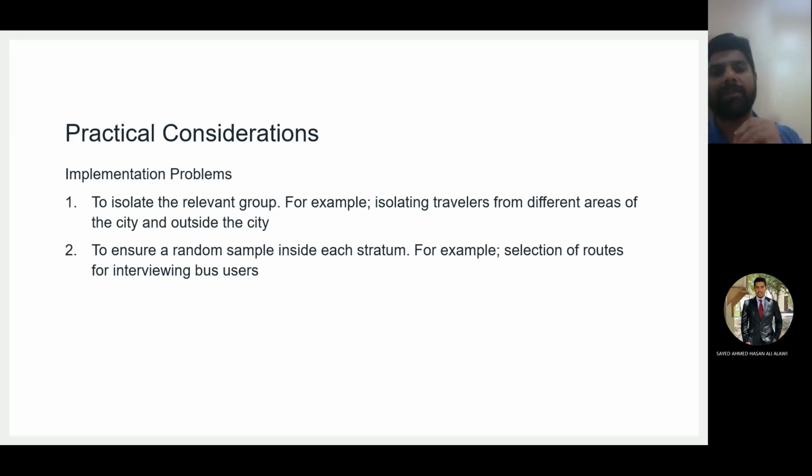So how to isolate the relevant group? Okay, and then the second problem is to ensure a random sample within each stratum, within each group of travelers. So for example, in the last problem, we wanted people from low income group and high income group, randomly. So I want people who belong to a low income group and I want people belonging to high income group, but I want to select people belonging to low income group randomly.